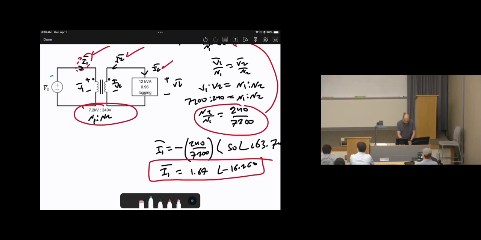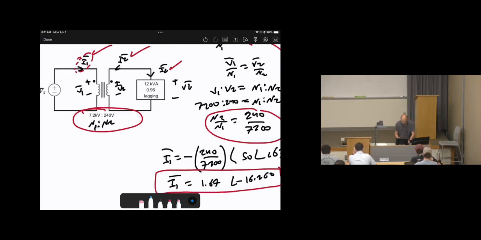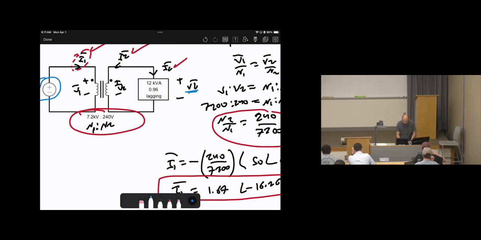The next thing is to calculate V source. How to find V source? Try from the load side toward the source. How? So here, look, V load is given. It is given as 240 angle 0 degrees. What's the relationship between V2 and VL? Anybody knows? They are in parallel, they are the same, right?